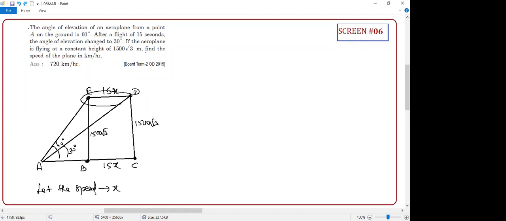Sir, ED is the distance, and x is the speed. With speed, I'm multiplying what? Time, 15. So if I multiply speed into time, the result is what? Distance. 15x is the distance, the multiplication of speed into time. Are you clear now? Yes, sir.